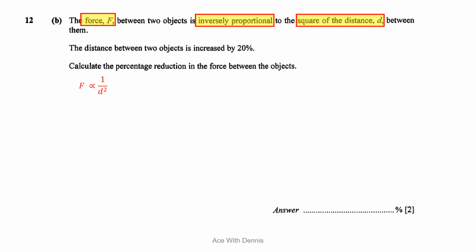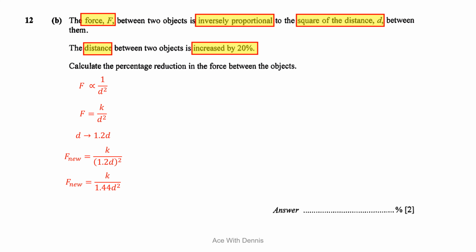Hence, F is inversely proportional to d squared. Or we form the equation F equals k over d squared. Now, the distance between the two objects increased by 20%. Hence, d becomes 1.2d. We can form the new force F new equals k over bracket 1.2 d squared, which is k over 1.44 d squared. Now I want to calculate the percentage reduction. So the formula is F minus F new over F times 100%.